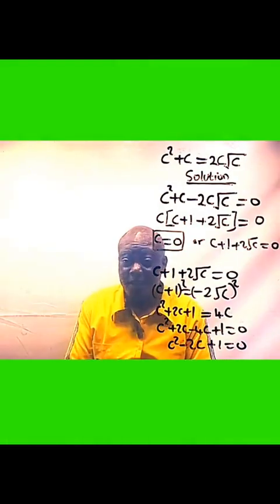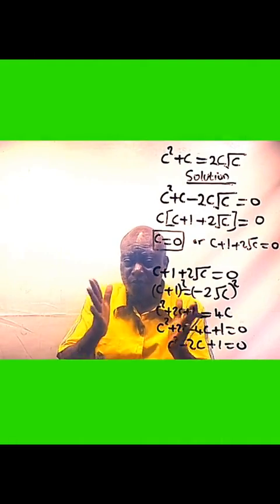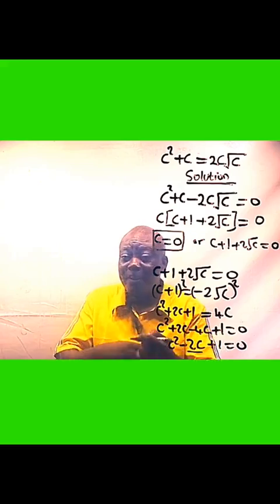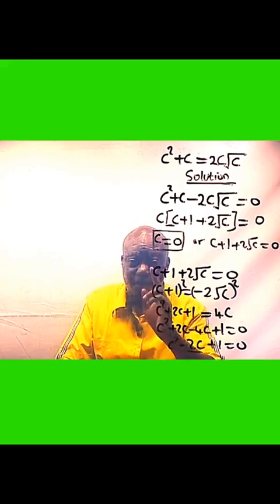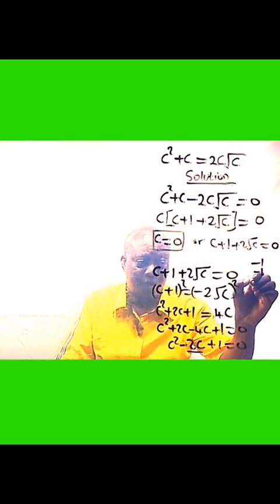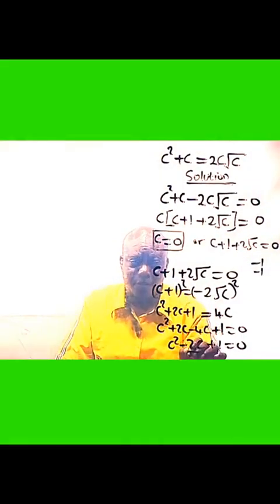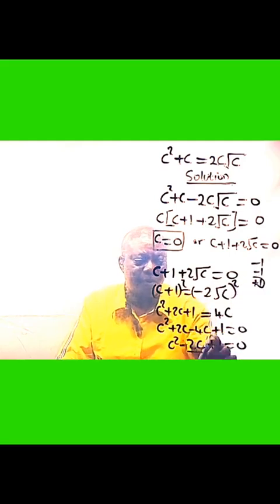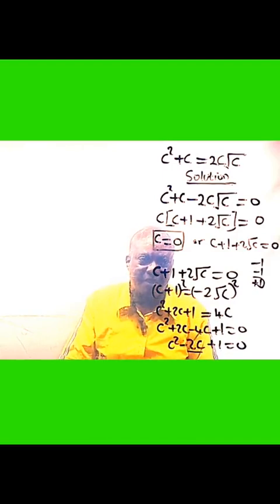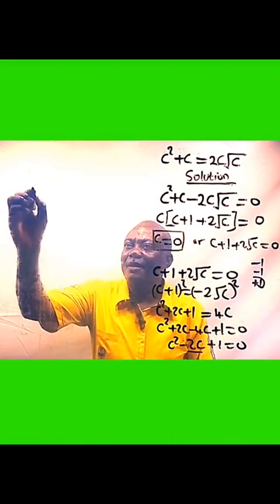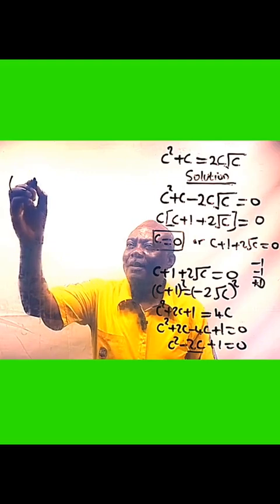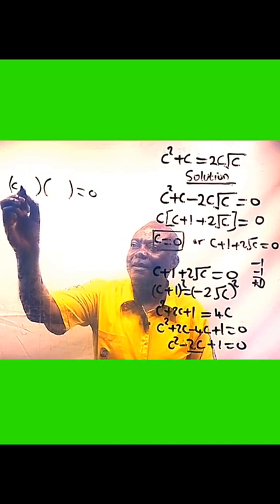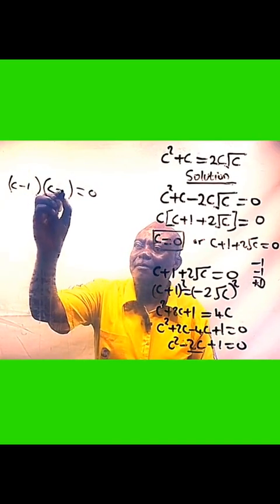Let me say it again. Think of two numbers in which when you add them together, it gives you minus 2C. And when they multiply themselves, it gives you plus 1. The numbers are minus 1 and minus 1. Minus 1 minus 1 is minus 2. And minus times minus is plus, 1 times 1 is 1. So from here, we have a bracket like this equals to 0. That means C minus 1 and C minus 1.